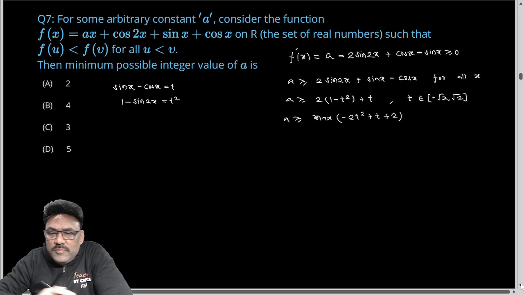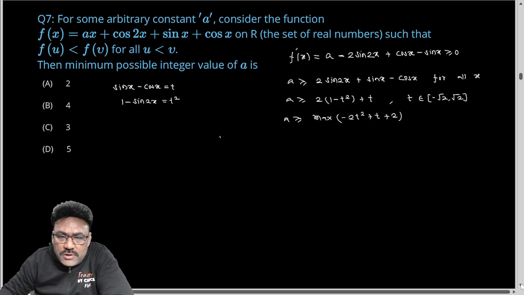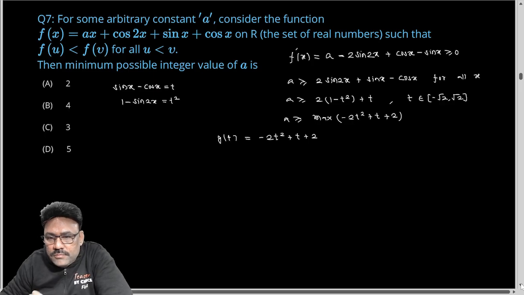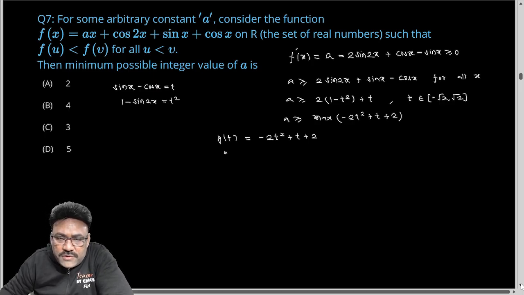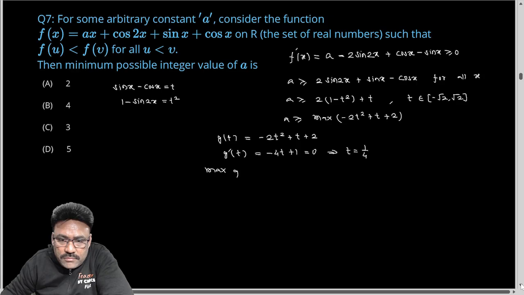Now let's find the maximum of this, minus 2t square plus t plus 2. So let's suppose this function is g(t). g(t) is minus 2t square plus t plus 2. Now if I differentiate this, g dash t will be minus 4t plus 1. g dash t is 0 when t is 1 by 4. So hence the maximum of g(t) is g(1 by 4).